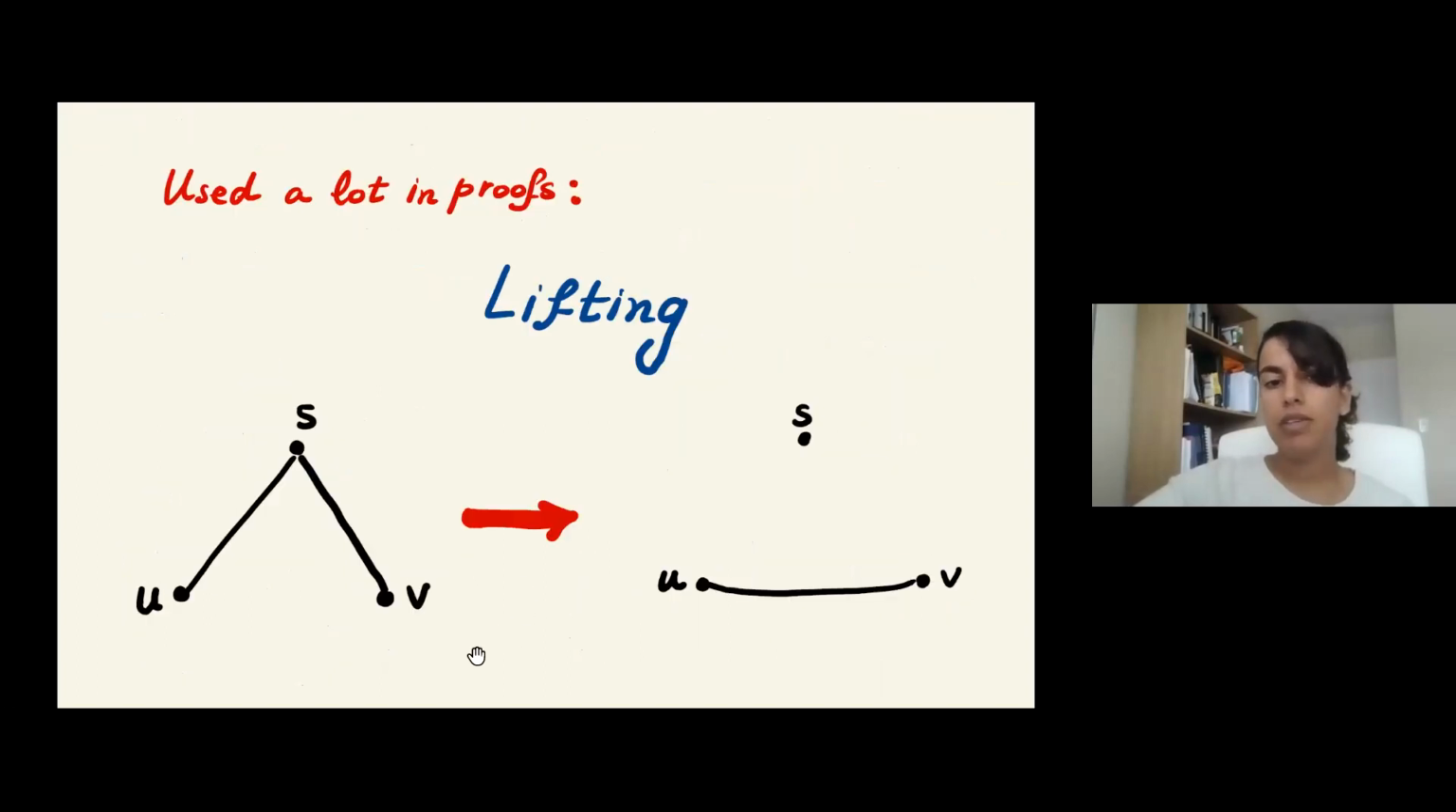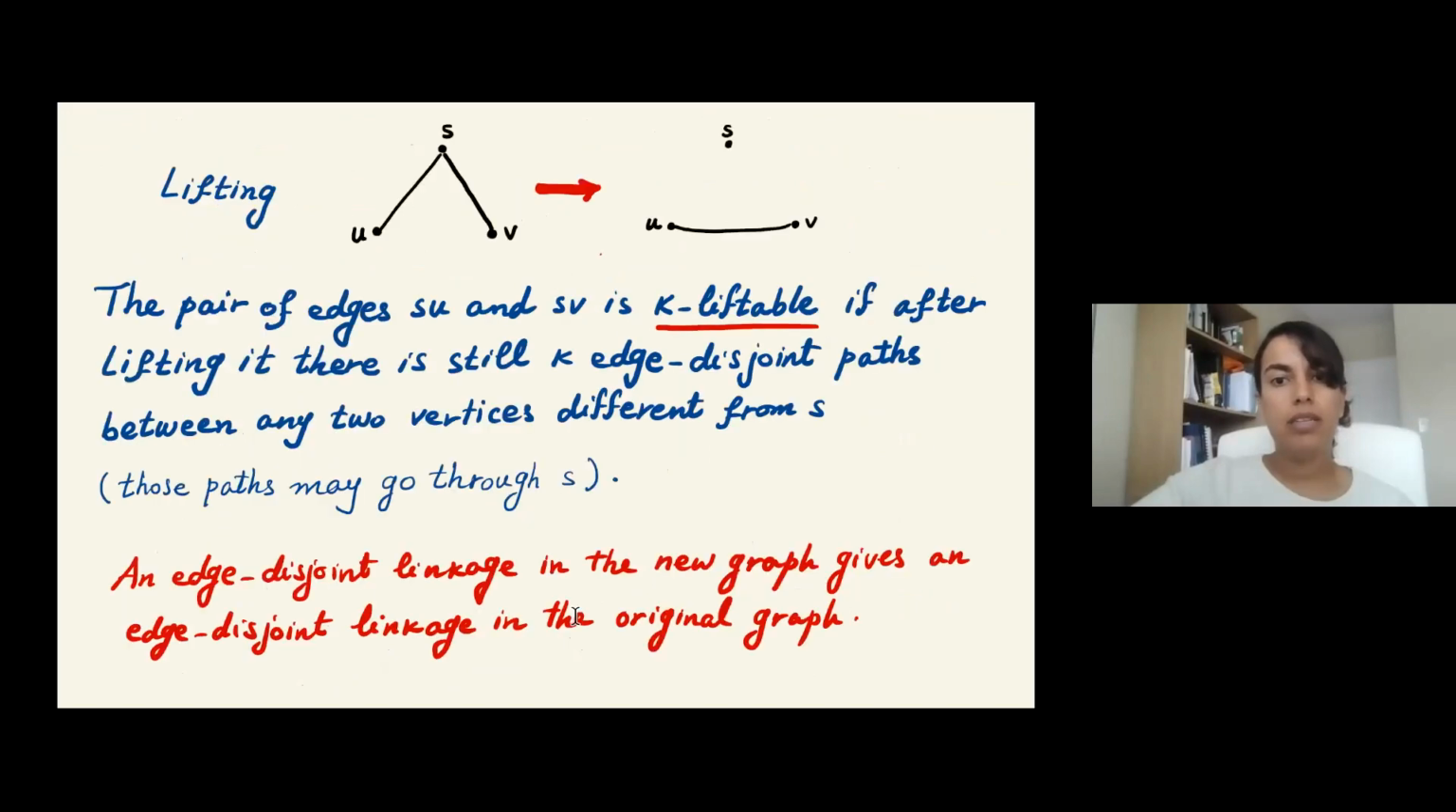So this is lifting, this operation. We delete the two edges incident with S and replace them with an edge between U and V. And not just any lifting, which is what they did, but good lifting that preserves connectivity in the finite graph below. So we wanted to keep the number of edge-disjoint paths between any two vertices other than S the same.